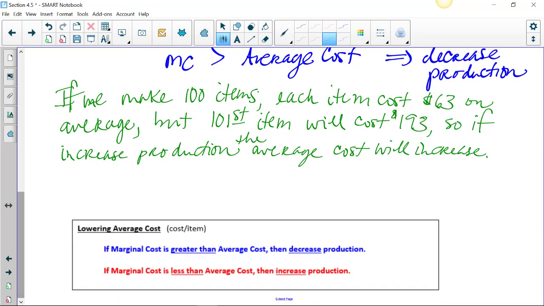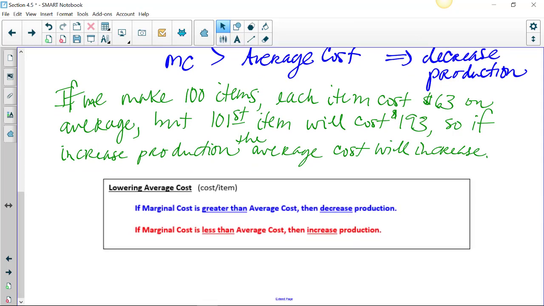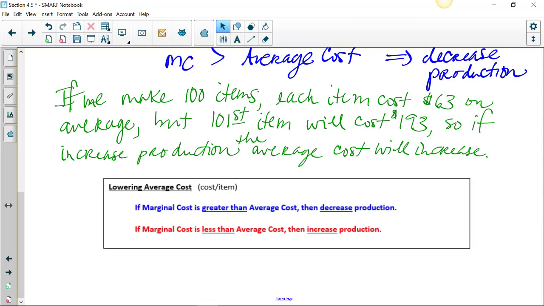So here's kind of the rules, the main idea here. If we want to lower average cost or lower the cost per item, if marginal cost is greater than average cost, then we need to decrease production in order to lower our average cost. If marginal cost is less than average cost, then we will increase production. So that's the rule of thumb.